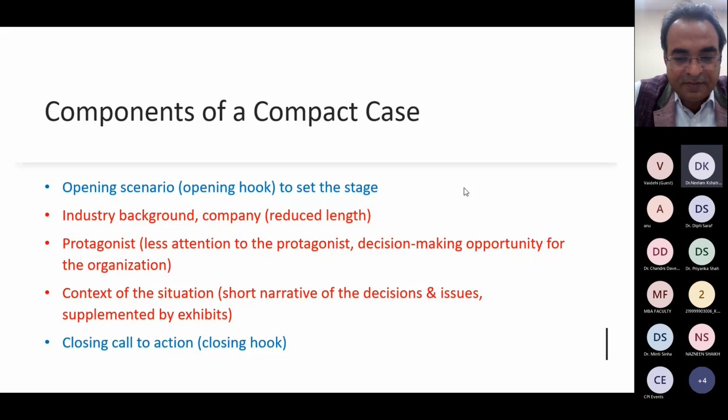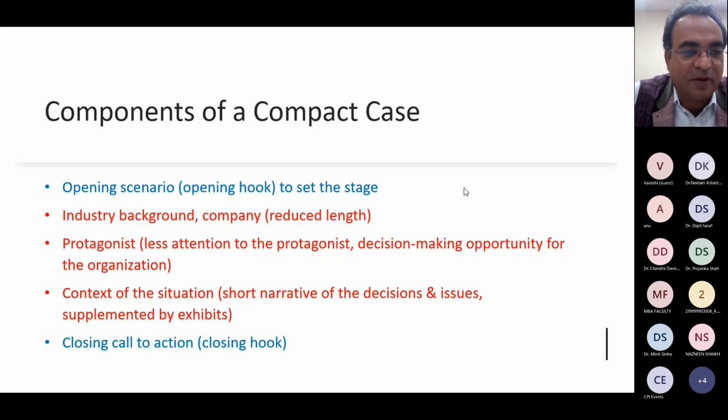Primarily because we are trying to talk on a compact case, so these are the three things which are different from a normal case that we spoke about in the morning. Is that the reason that it's in red? Yeah, that's a wonderful interpretation.